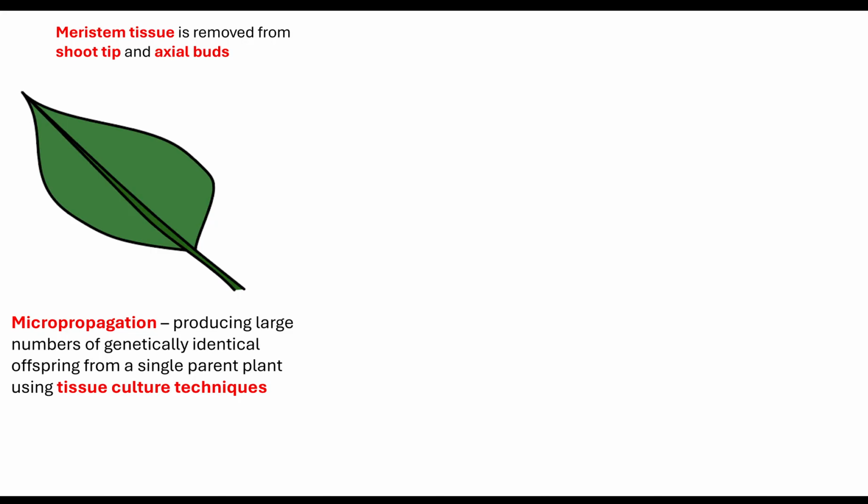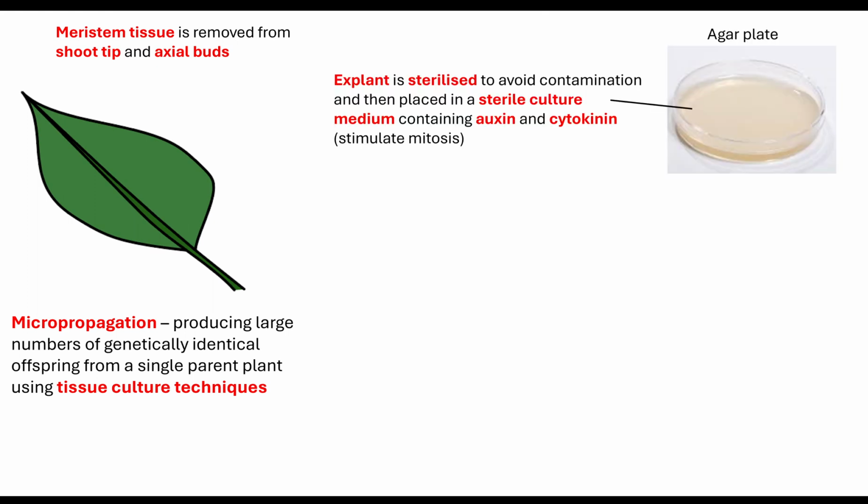So the first thing we have to understand is that we have meristem tissue, which we are going to remove. Now, this can be removed from the shoot tip and it can also be removed from the axillary buds. So what we're going to do is we're going to remove this meristematic tissue, these cells that are undifferentiated and have the capacity to go through mitosis and differentiate. So we're going to remove these cells, and what they are now called once they've been removed is explant.